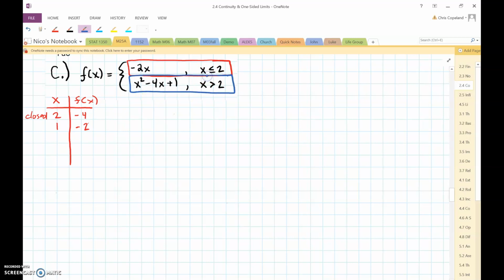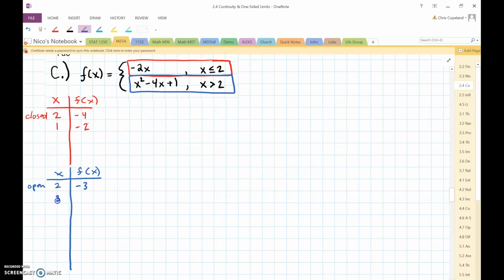The next piece of the piecewise function, this would be a quadratic function, so I'm going to need more than just 2 points. Again, I'm going to start with 2. This time I'm going to write open. The reason why I'm going to write open is 2 does not exist, it's greater than 2. When I plug 2 into this function, I'm going to get 4 minus, this would be 8, so negative 4. Negative 4 plus 1 would be negative 3.